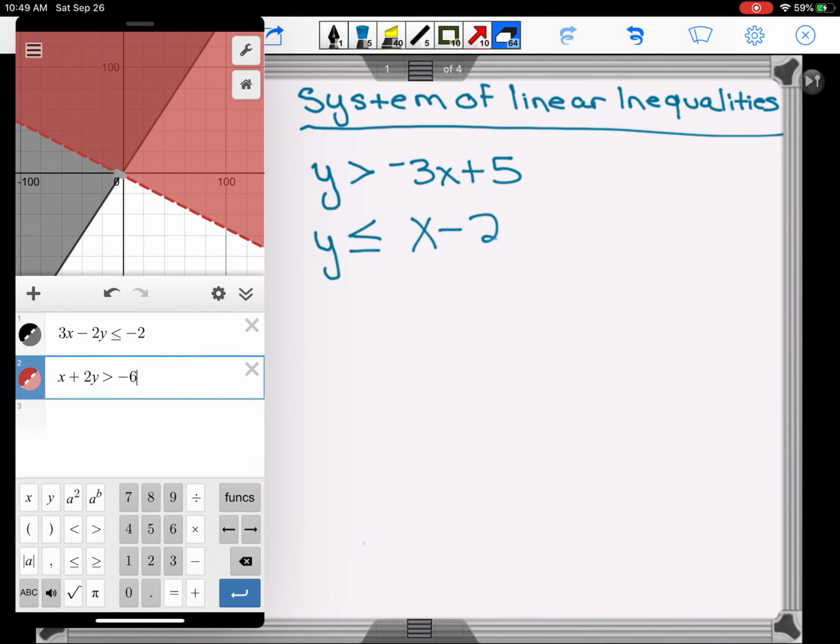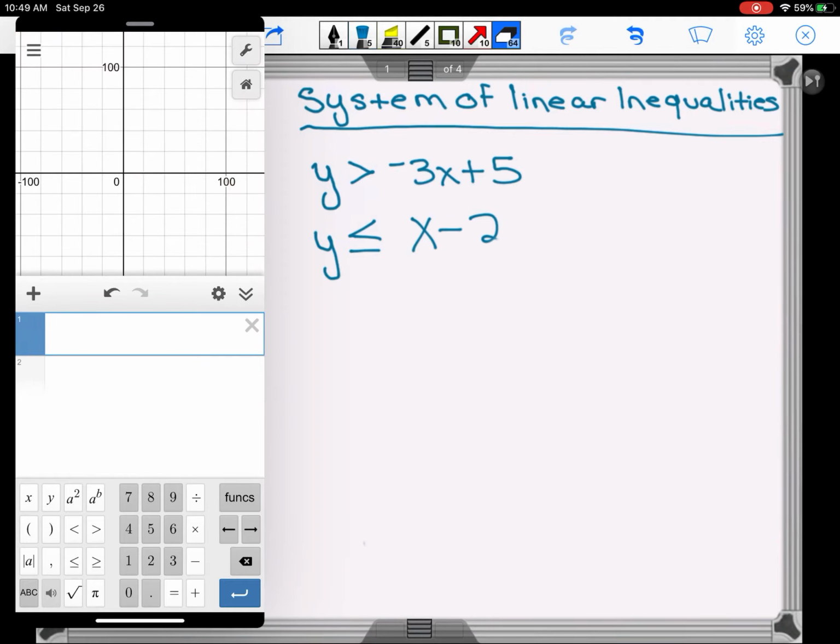Hey everybody, so this is Mr. Walker, and in this video I'm going to show you how to solve a system of linear inequalities. And to do this, we're going to use Desmos. We're just going to type it into Desmos, and it's going to solve it for us.